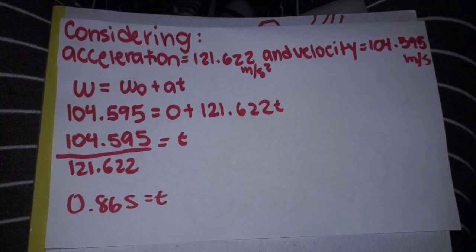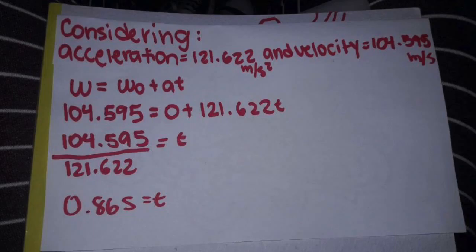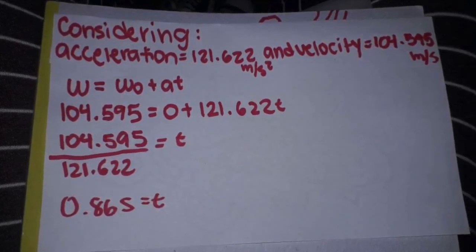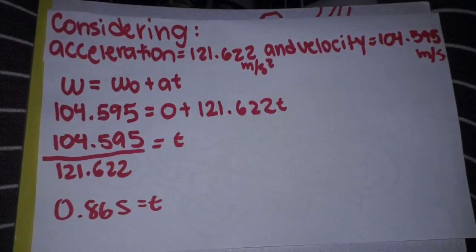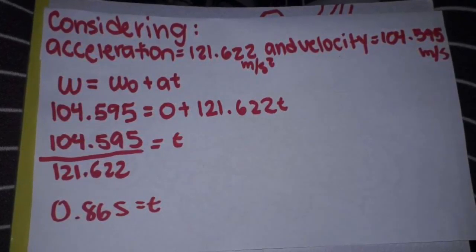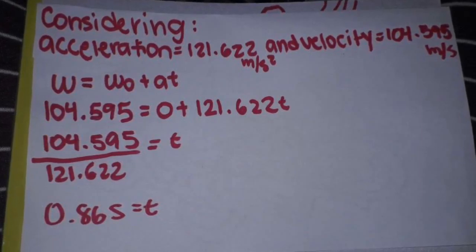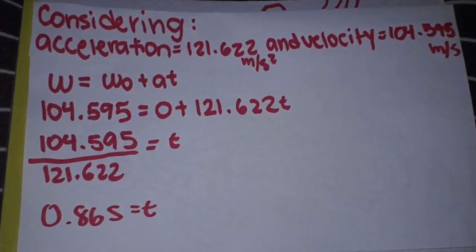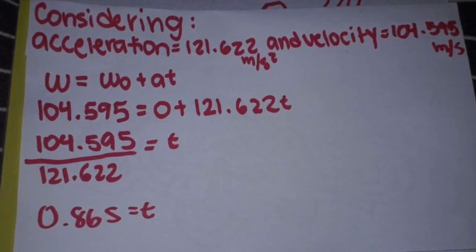Considering the data given before, we use the formula of velocity equals initial velocity plus acceleration times time, and we divide 104.595 over 121.622, and that equals 0.86 seconds.